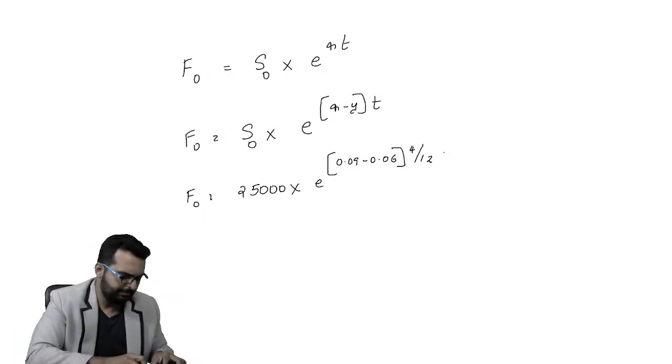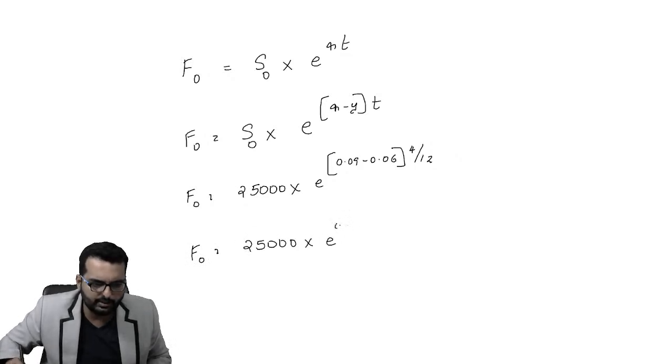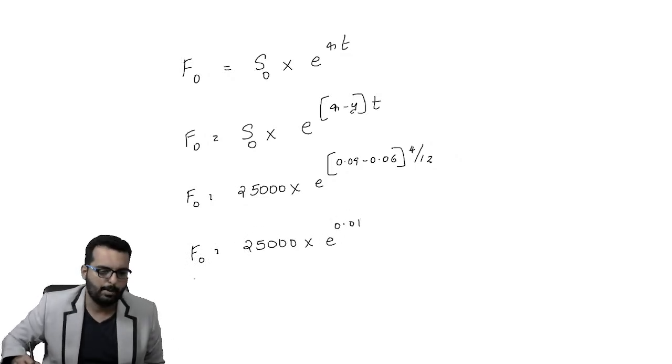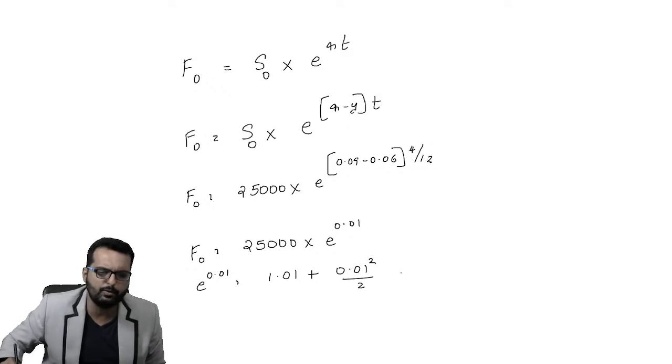So if you do this into 4 by 12, I will get the answer as F0 is equal to 25,000 into e raised to 0.01. e raised to 0.01 is nothing but 1 + 0.01 + 0.01 square divided by 2.